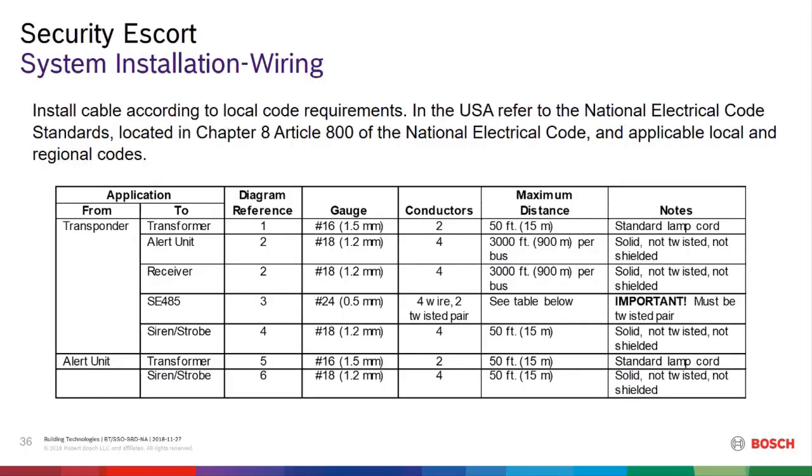Security Escort System Installation Wiring. A couple things that you want to note about the chart below. The SE485 absolutely needs to run on 2 twisted pair. Also, the receivers, which have a 3,000 foot maximum, is based on solid 18 gauge wire.